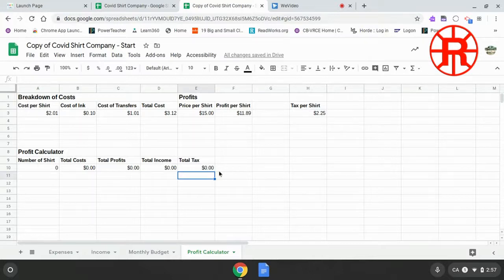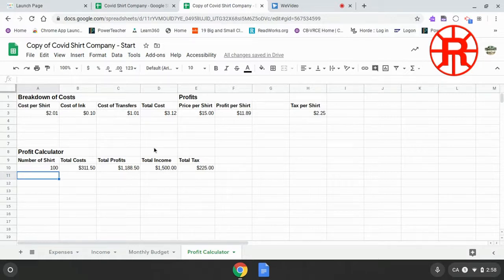So right now, all these equal 0. But then if I put in number of shirts, so let's say, for example, I sold 100 shirts, then that should work out my costs here. So at 100 shirts, it would cost me $311.50. I would have a total profit of $1,188.50. Would actually be taking in $1,500 in total income. And then I would be paying tax at $225 on that $1,500 of income that comes into the store.